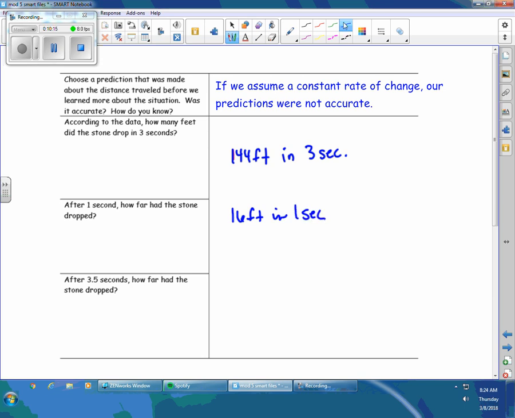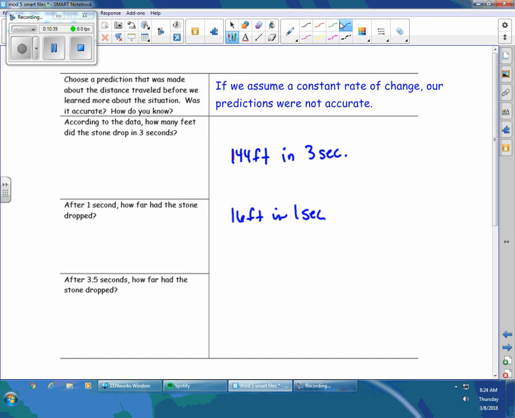So our estimate at 64 was very inaccurate. After 3.5 seconds, how far did the stone drop? Well, if we look at our table on the other page, we don't know. Again, this is not linear, so we can't just divide in half the distance that it had dropped between 3 and 4 because it's not going to be dropping at a constant rate.